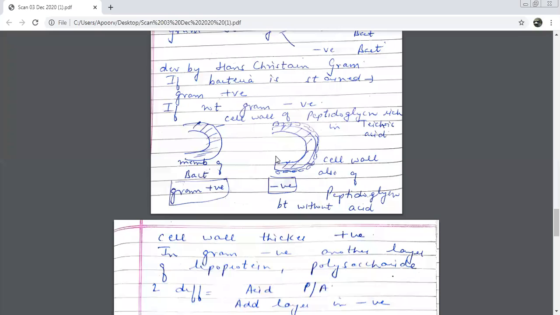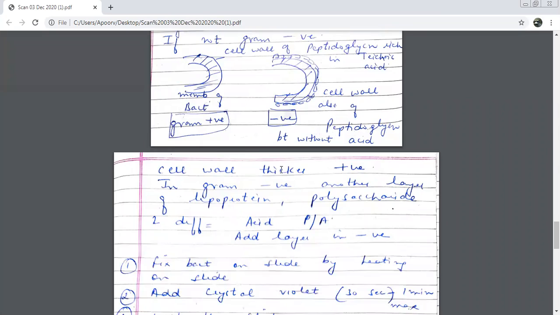And we have an additional membrane. In which one, positive or negative? Negative. That additional membrane is made up of what structure? Polysaccharides and lipoproteins. Yes, beta. So we are going to have an additional structure over here.